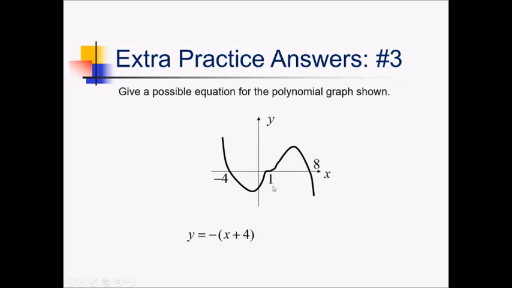Next, we're going through positive 1. So that's a factor of x minus 1. Since we're flattening through that, that means that 1 is a triple root. So we have x minus 1 quantity cubed. And then finally, we're going straight through 8. So that's going to be x minus 8 to the first power.